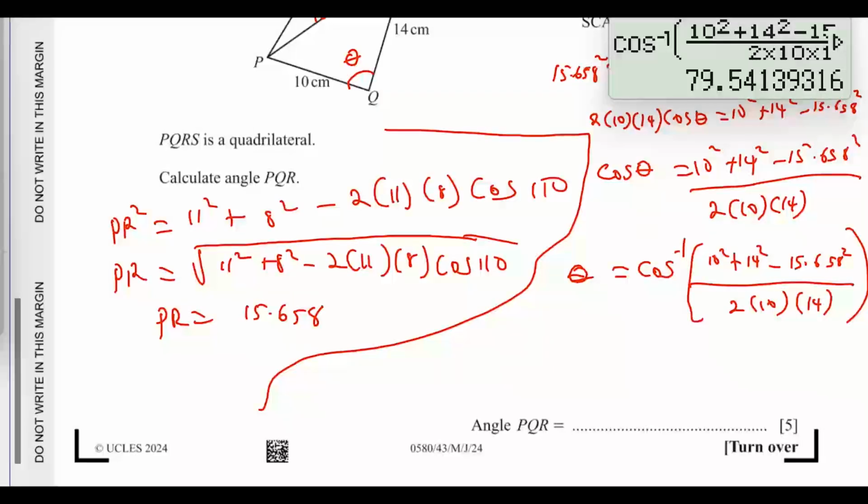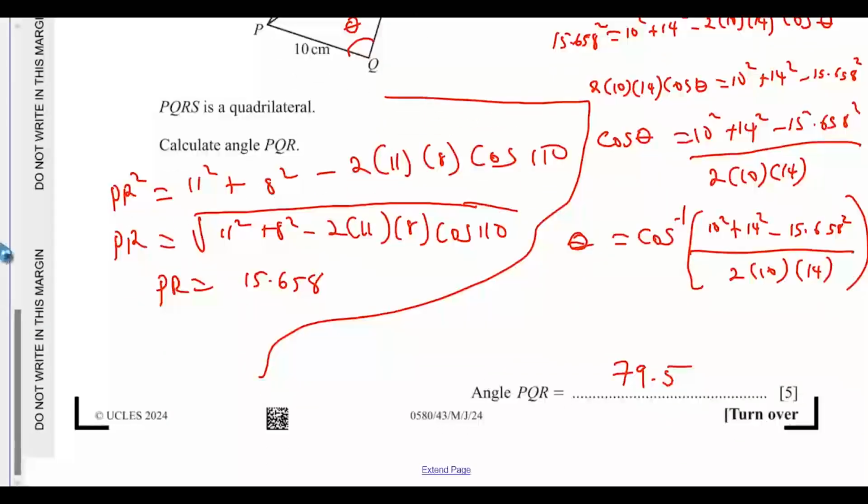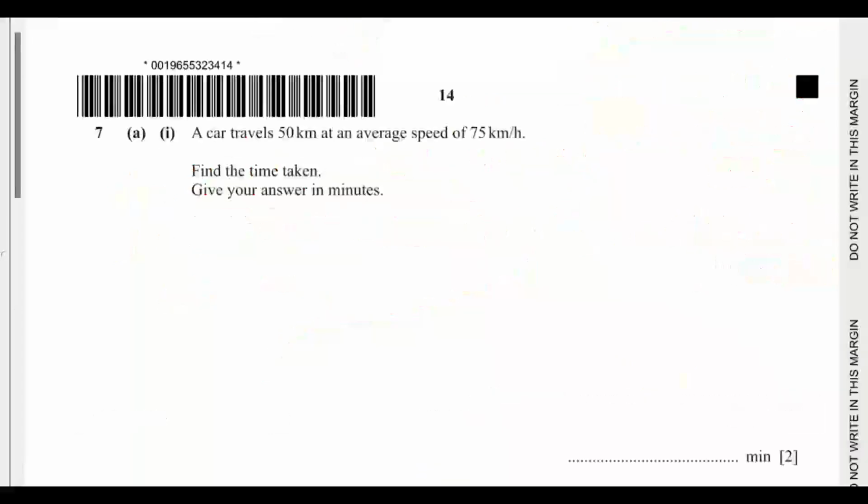We have 79.541. If you leave this to three significant figures, it will be 79.5. So that will be the value of angle PQR. That is the end of my solution to question 6. In the next video, I will solve question 7. Until then, have your fingers crossed.